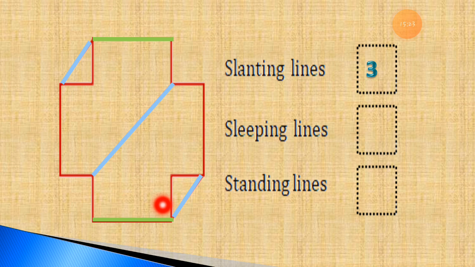See this at the base of this shape. Here is the second sleeping line. This is the first sleeping line. Then here is the third sleeping line. You can see this is also a sleeping line. This is a small sleeping line, but a sleeping line is that. So here is 1, 2, here is the 3, here is the fourth sleeping line. You can see, here is also, here is also.